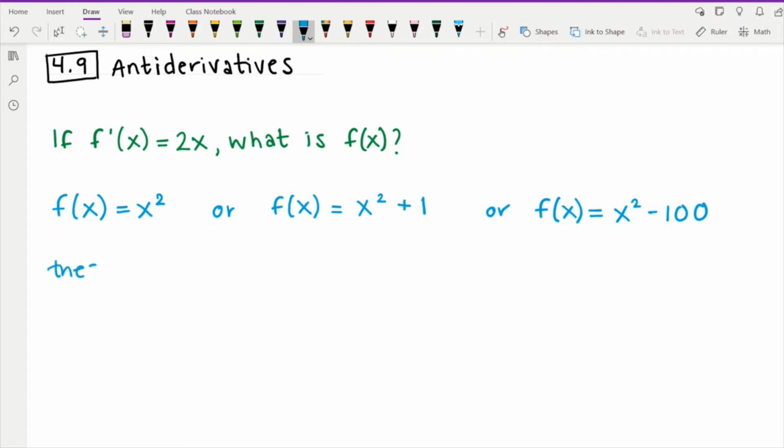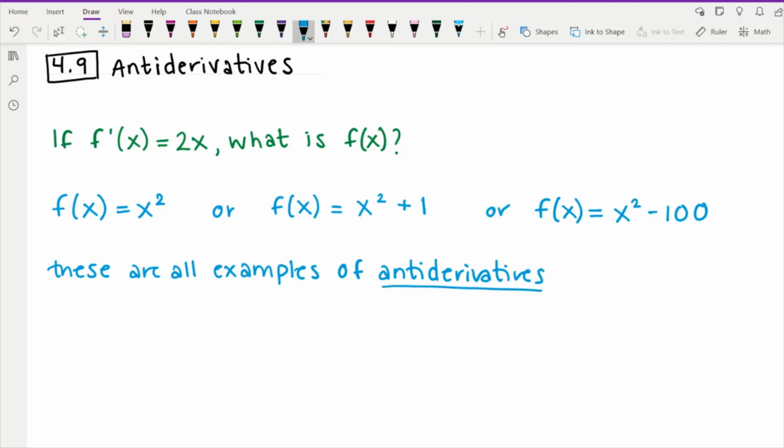So these are all examples of antiderivatives of the function f prime of x is equal to 2x. So that's what I mean by working backwards. When you're given the derivative and you're working backwards, the function that you're finding is what's called an antiderivative.